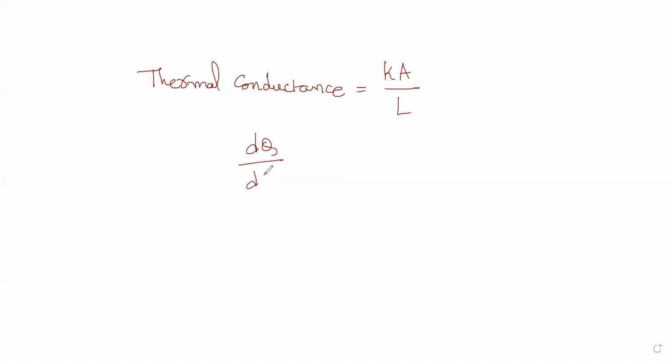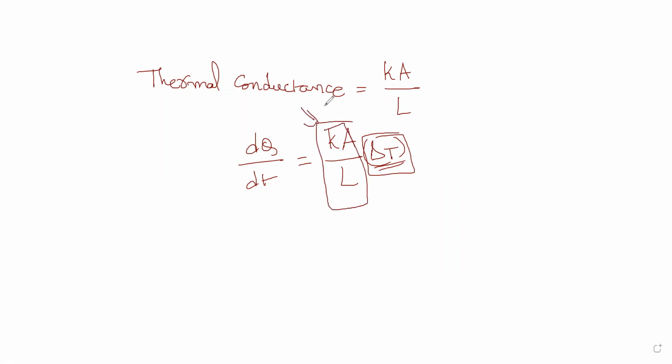Now the next one. Almost we have it. There is some factor called thermal conductance. Thermal conductance is given by KA by L. So you have dQ by dt is equal to KA by L into delta T, right? In that, you remove the factor delta T, this KA by L factor is called thermal conductance.